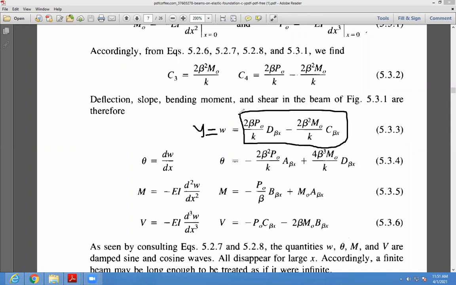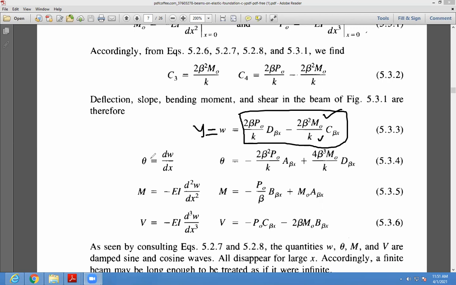So finally, for the semi-infinite case, we get the value of deflection equal to 2 beta p naught by k, where p naught is the applied load at x equal to 0 and k is a constant, into D beta x, minus 2 beta square m naught by k into C beta x, right? So this is the value of your deflection.